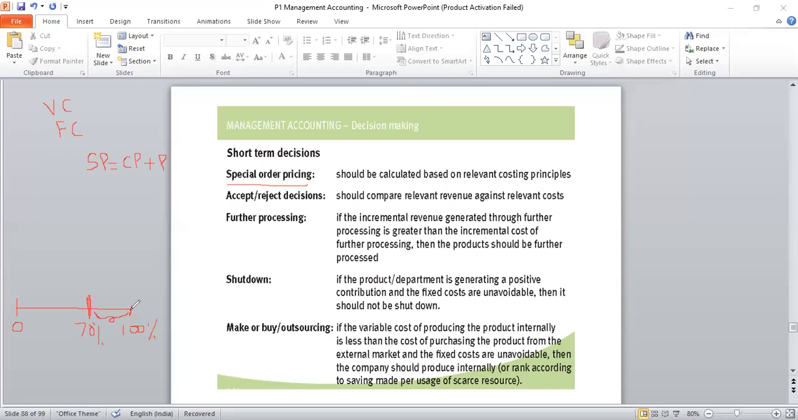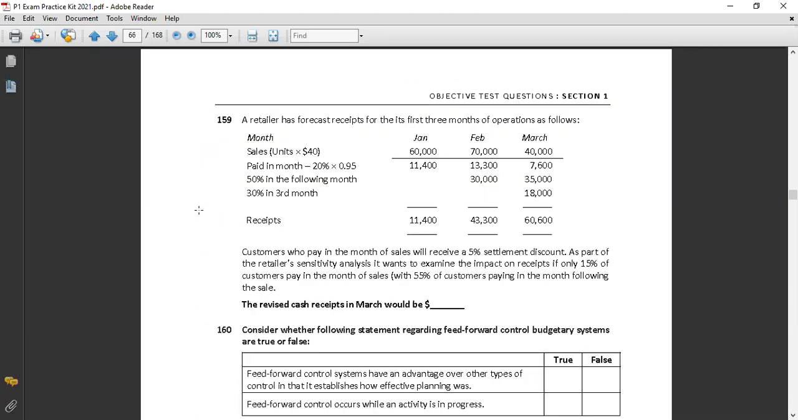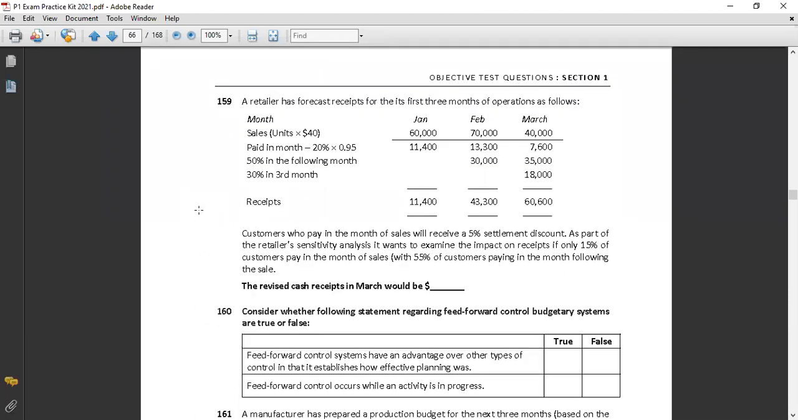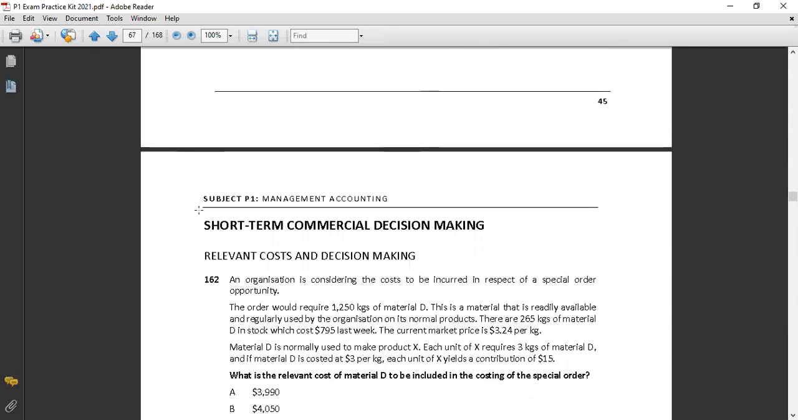Let's look into the examination kit. The relevant cost and decision making. The first question is about special order. Question number 162.